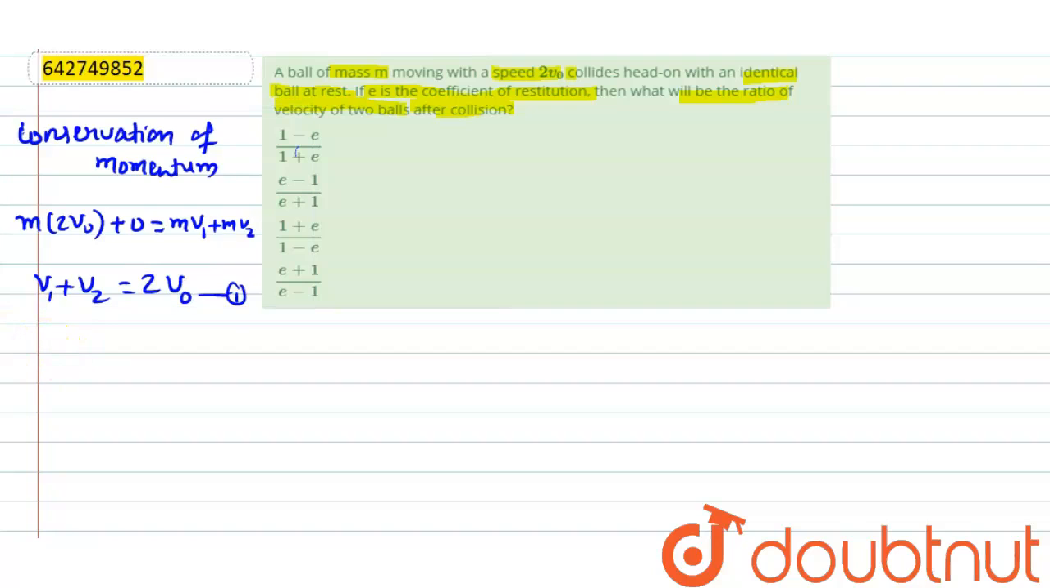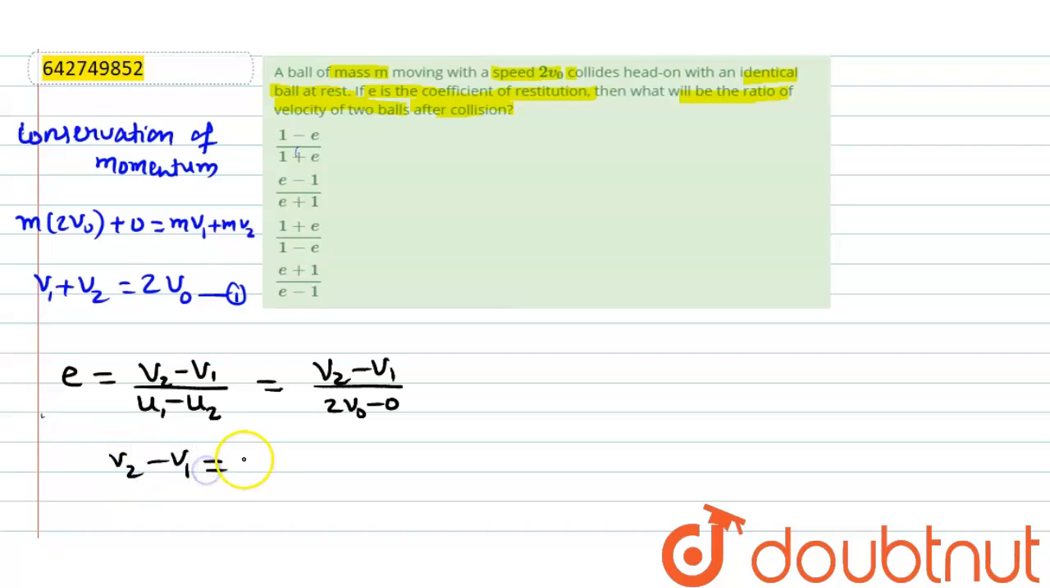And if e is the coefficient of restitution, that is velocity of separation after collision divided by velocity of approach before collision. This is v2 minus v1 divided by 2v0 minus 0. So v2 minus v1 equals 2ev0.